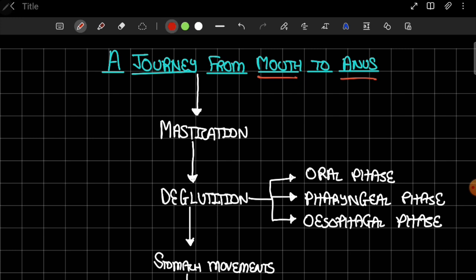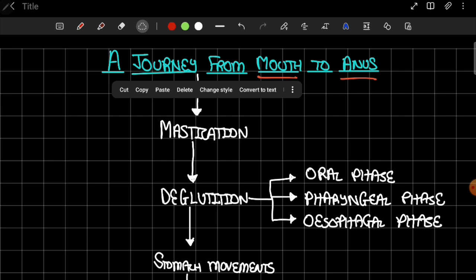So, tell me, do you know the steps of the journey from mouth to anus? Obviously, no. Because all the steps are a little confusing, all the steps are mixed, but I will make it simple. Now, the journey starts from the mastication procedure. What is mastication? Basically chewing.